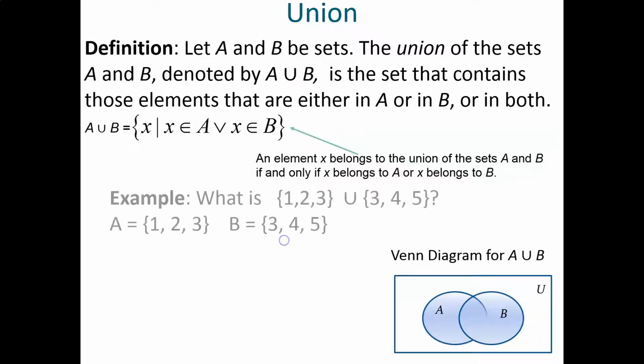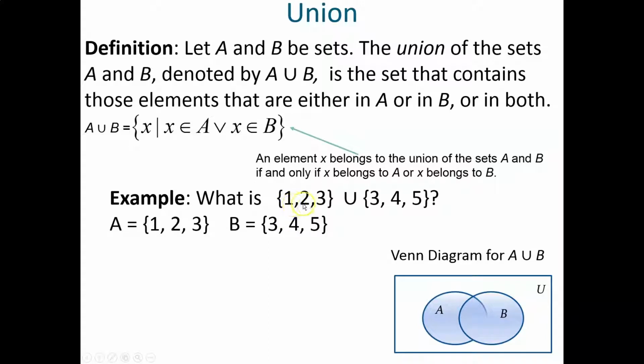For example, let's say you have these two sets. Set A has 1, 2, 3 and set B has 3, 4, 5 as its elements. So what would be the union of these two sets? So which would be everything?